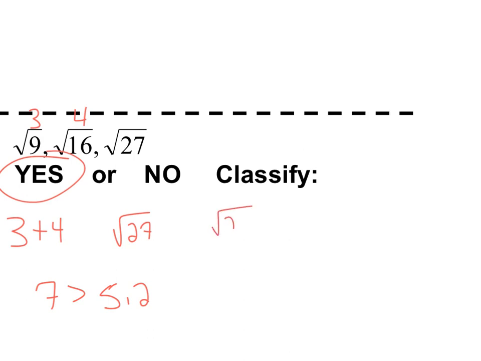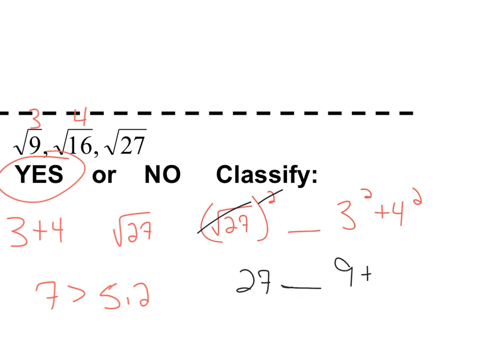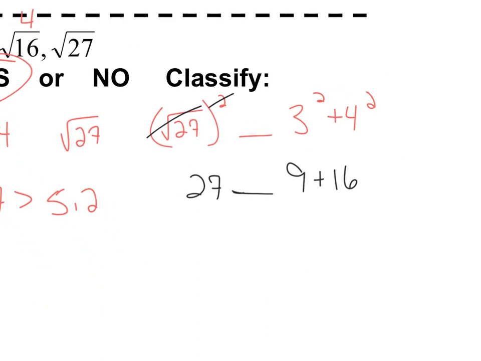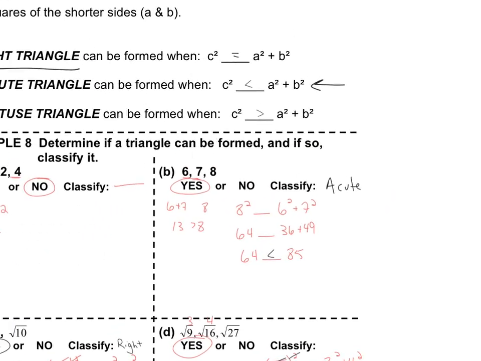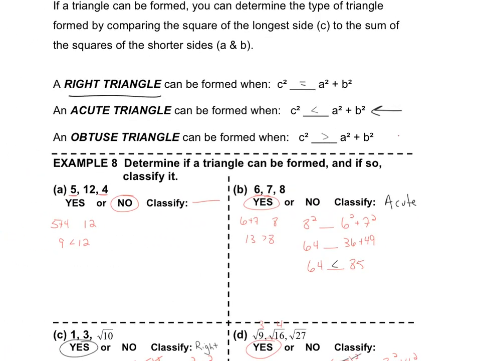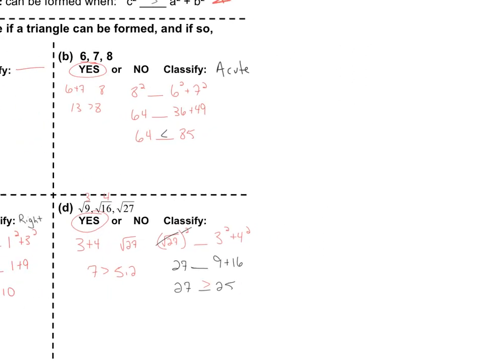So I have the square root of 27, and I'm going to square it, and I'm going to compare that to 3 squared plus 4 squared. Well, the square root of 27 squared, again, the square root sign cancels out the squared, and I get 27. I don't know why I put an equal sign there, sorry. 3 squared is 9, 4 squared is 16. So I get 27, and I get 25. Well, 27, or c squared, is bigger than 25. If I look up here, c squared is bigger than the sum of the other two squares, means it's obtuse.